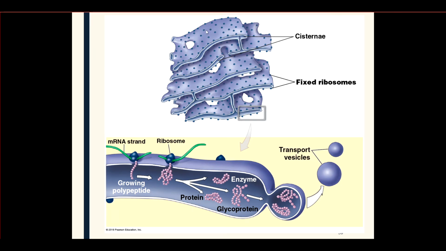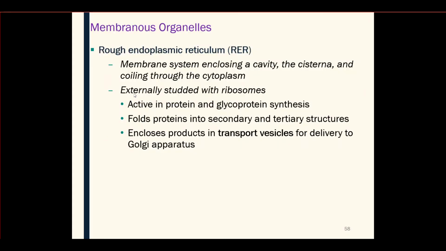That is known as the cisterna. Now, this endoplasmic reticulum that we're looking at has these little blue dots on it. If you remember from our previous lesson, these were the ribosomes. Since the ribosomes give it a rough sandpaper appearance, we call this the rough ER. In our previous lesson, we said that ribosomes could be attached to the ER. These were called fixed ribosomes, and they are attached to the rough ER. So the rough ER is externally studded with ribosomes. Again, guys, that's what gives it the rough appearance.